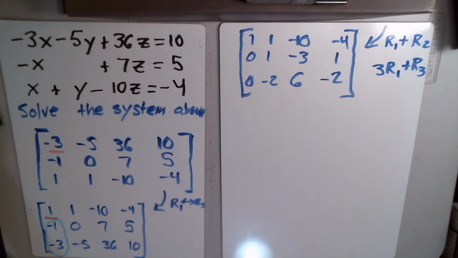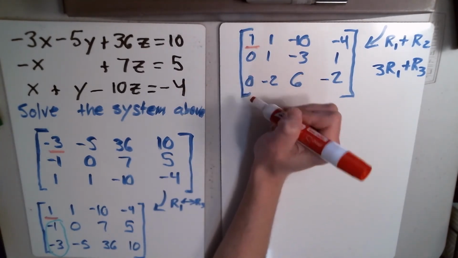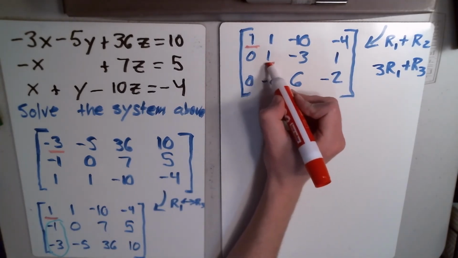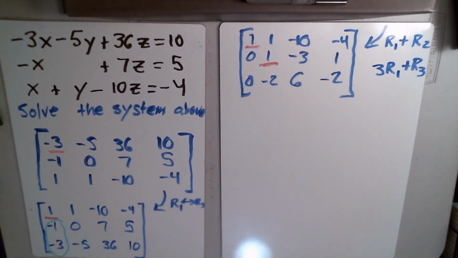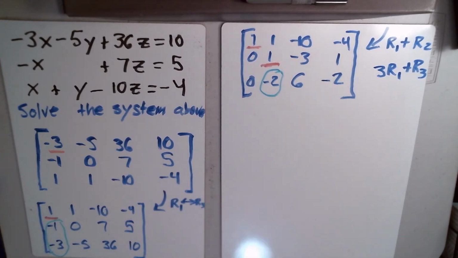Okay, and now we got our leading 1 here, 0's below it. So now we want to look for our next leading term, which is right here. Okay, and that is already 1. So we don't have to times by anything or divide by anything to get that to be 1. It's already 1. So that's just dandy. So now what we need to do is we need the stuff below it to be 0.